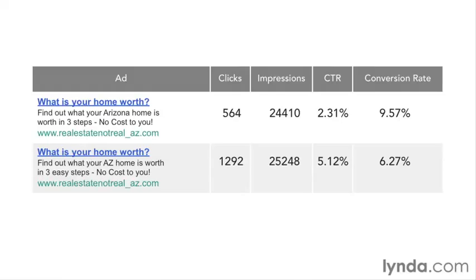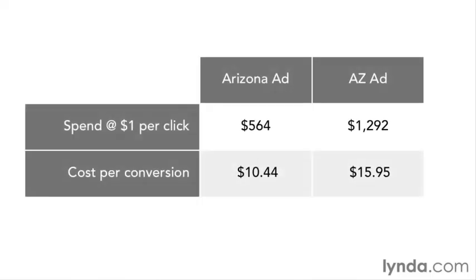You can see where this starts to get a little confusing, but let's fight our way through this. Let's say that we're paying about $1 a click in this example. That means that we're spending $564 on Ad 1 and $1,292 on Ad 2. Now we can look at the actual number of conversions we saw and do a quick calculation to see our cost per conversion. With ad number 1, we're paying $10.44 for each form submission, and with Ad 2, we're paying $15.95.